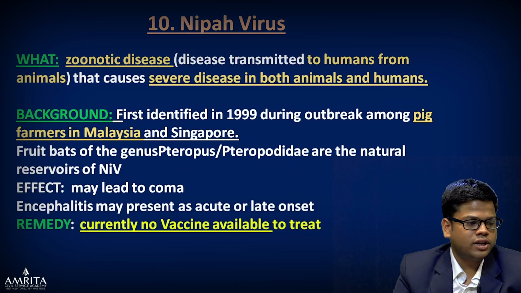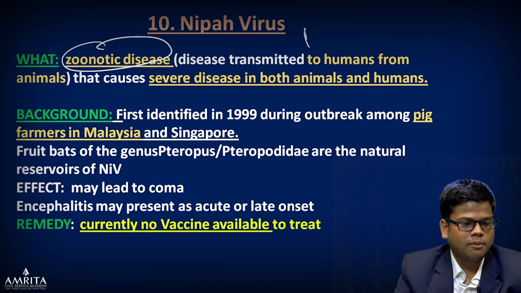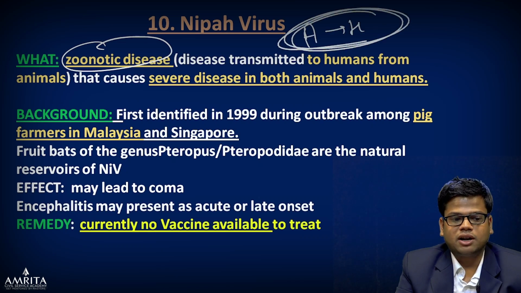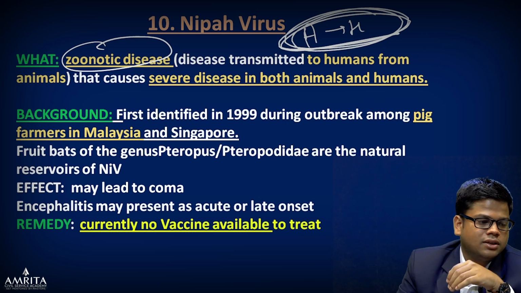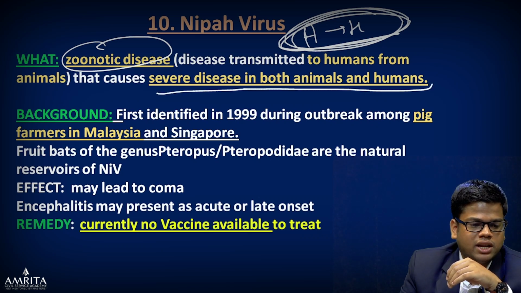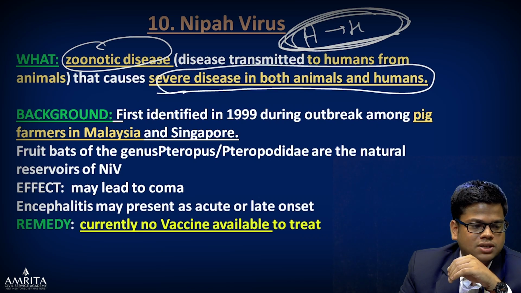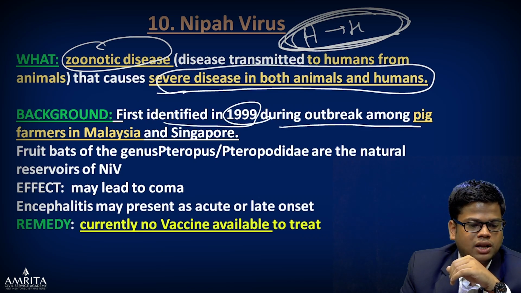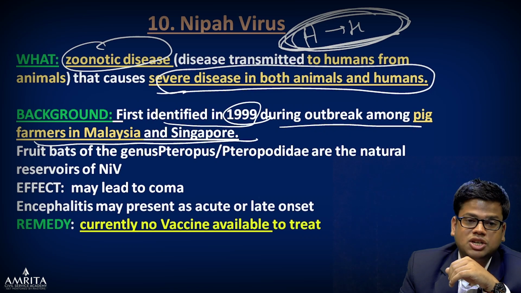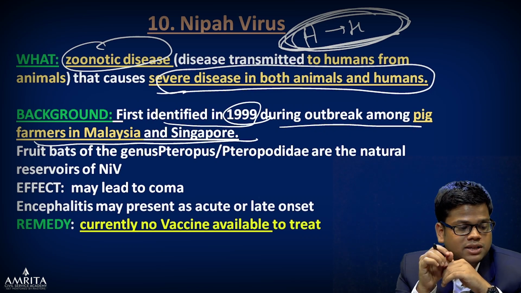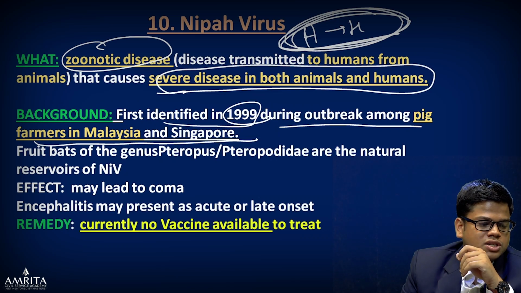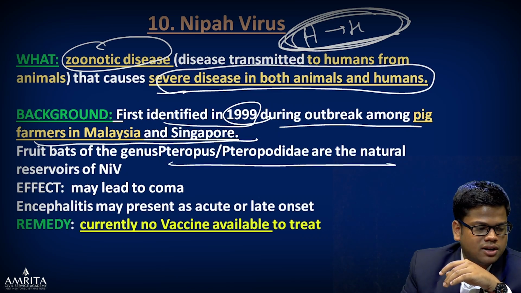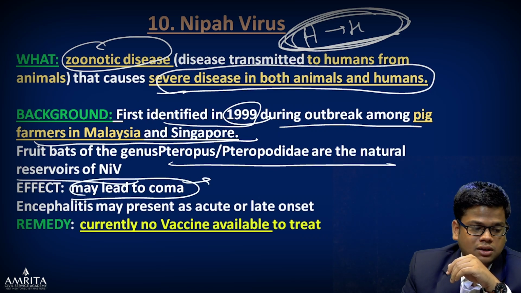It's a zoonotic disease that is transmitted from animal to human. It is a zoonotic disease that causes severe disease in both animals and humans. Background: first identified in 1999 during an outbreak among pig farmers in Malaysia and Singapore. Nipah is basically a place in Malaysia. The fruit bats of a particular genus are the natural reservoir of Nipah. Effect: it may lead to coma or even death.